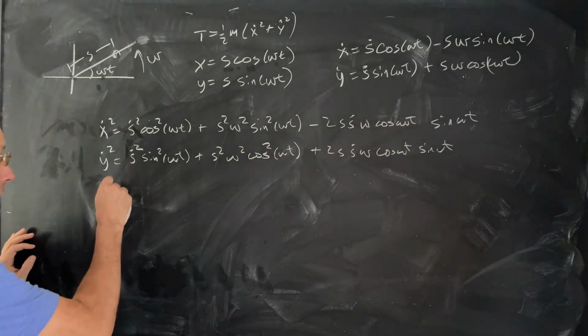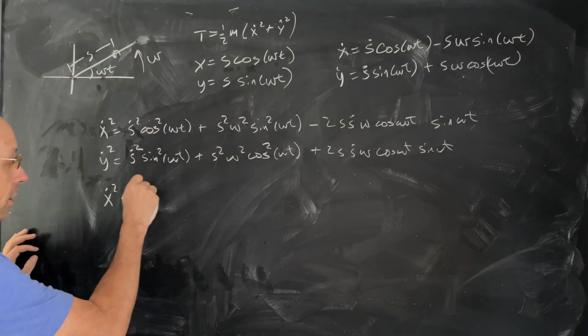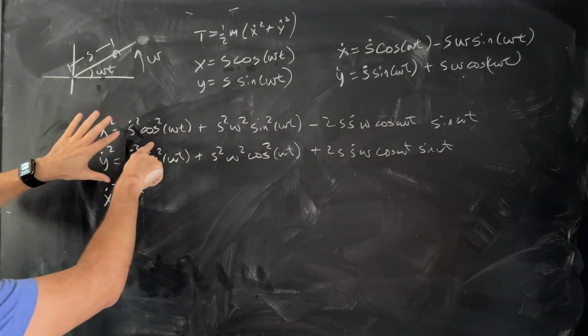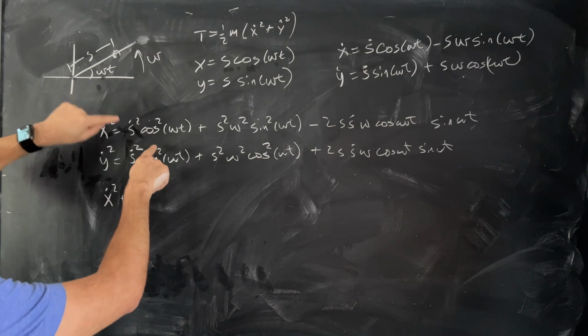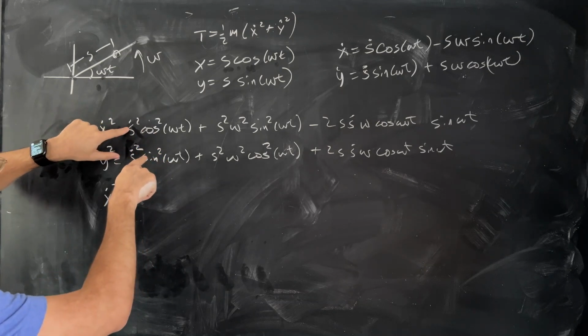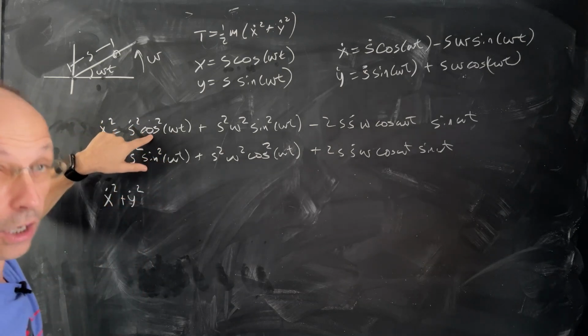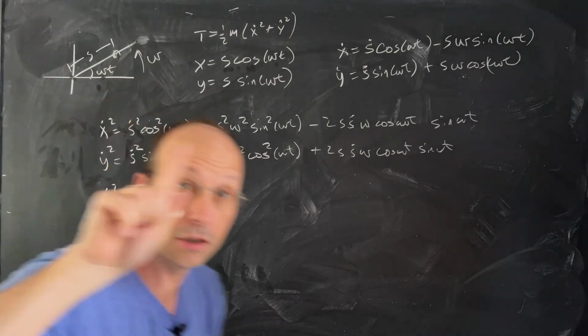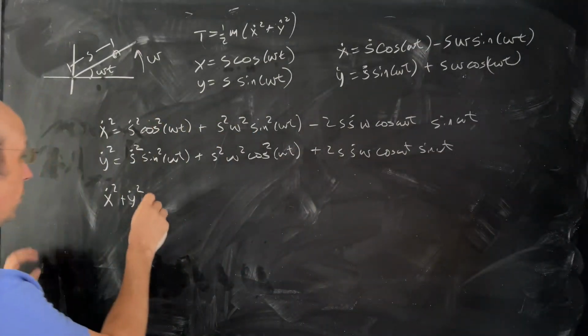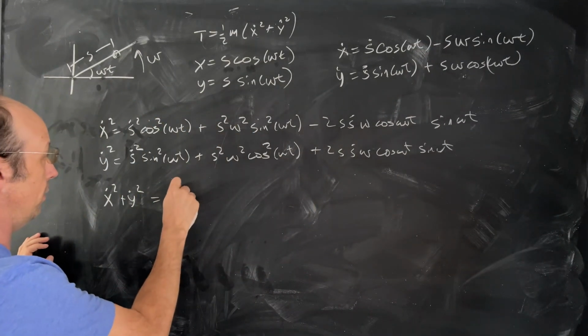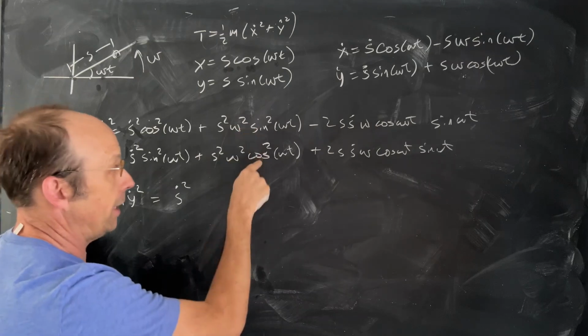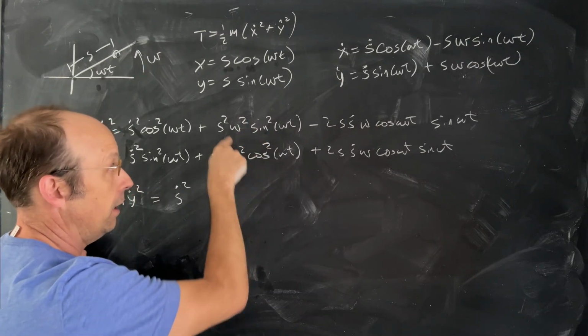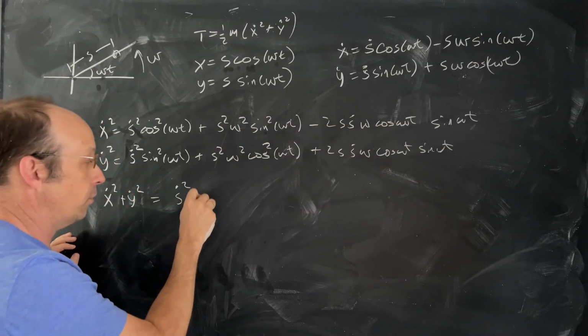Also, x dot squared plus y dot squared, if I take these two terms and add them together, then s dot squared factors out, and I get cosine squared plus sine squared, which is 1. So this is going to be equal to s dot squared. And then these two terms, same thing happens, sine squared, cosine squared, factor out the s squared omega squared.